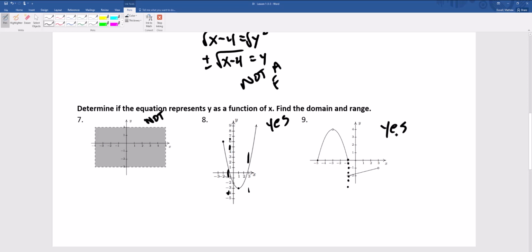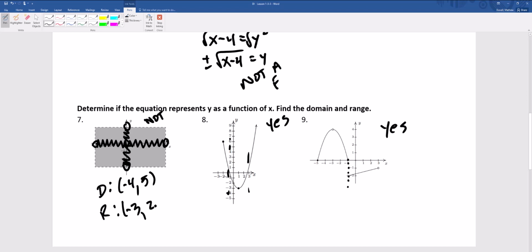Now finding the domain and range. So my domain is going to be from -4 all the way to 5. Because if I compress it, open circle, and if I project that onto the y, open circle, so that's going to be from -3 to 2.